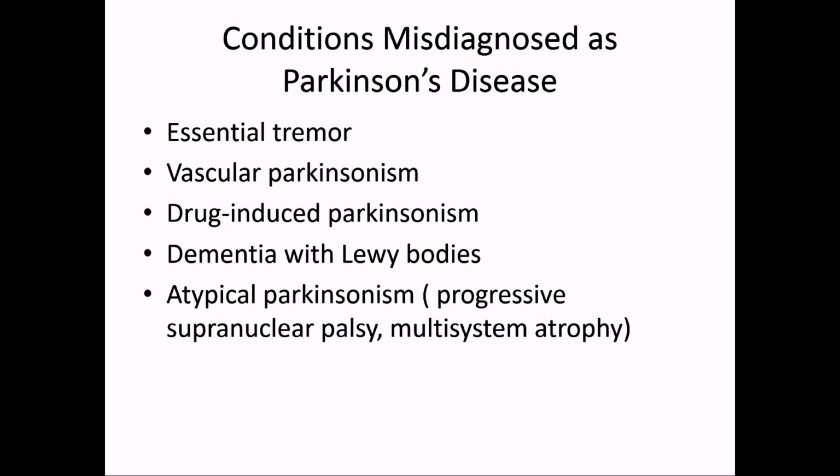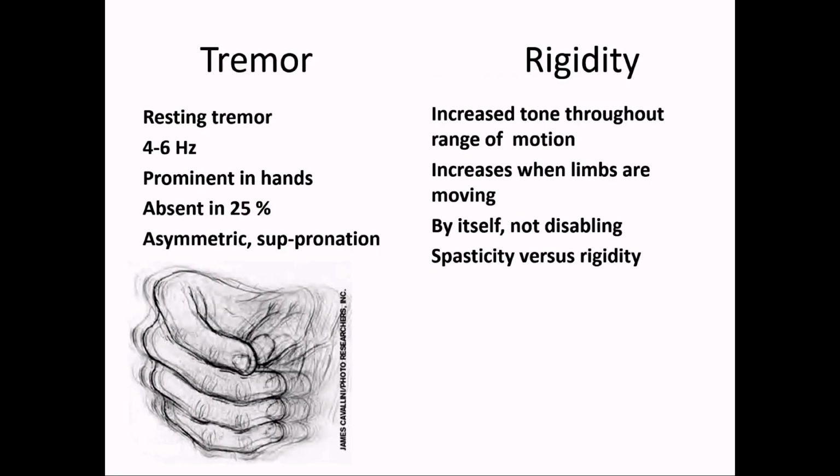Lewy body dementia is characterized by visual hallucinations early in the course of the illness. Progressive supranuclear palsy impacts downward gaze, and severe symptomatic dysautonomia is common in multisystem atrophy. The tremor of Parkinson's disease is asymmetric, prominent in the hands, and evident in the resting state. Its frequency is 4 to 6 Hz, is supination and pronation in character, but absent in about 25% of cases.